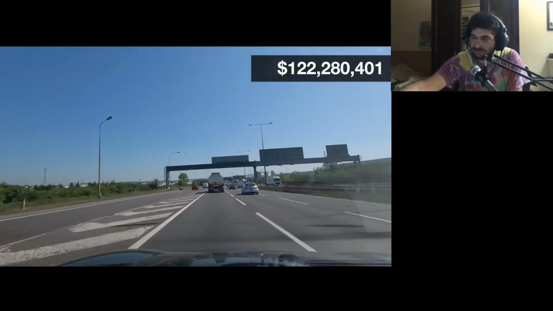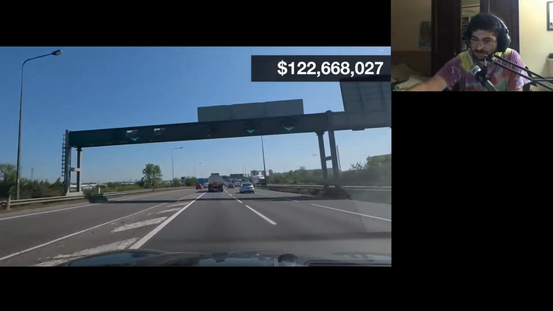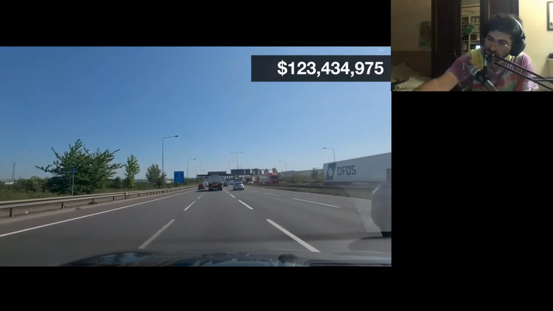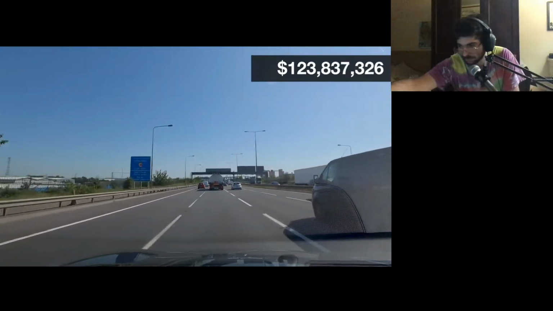Drive the length of $1 billion. He's at 123 million at this point.